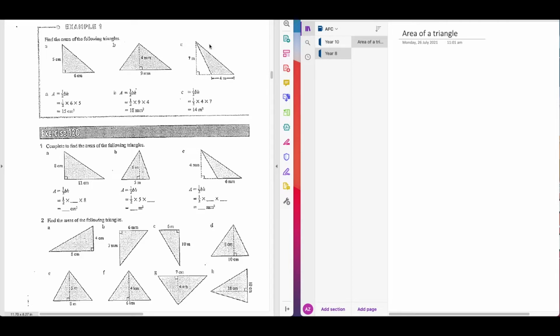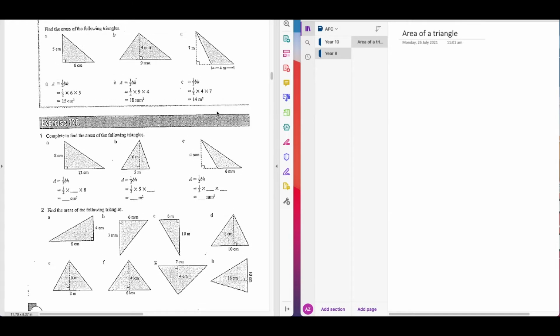Once you've figured out that 4 is the base and 7 is the height, you just substitute into the formula. So the area is equal to half times base times height, which is half times 4 times 7. So you get 14 square meters. And remember to always write the unit for the area. Okay, I'm going to go through some more examples just to make sure you fully understand what's going on. But as you can see, this topic is relatively easy.